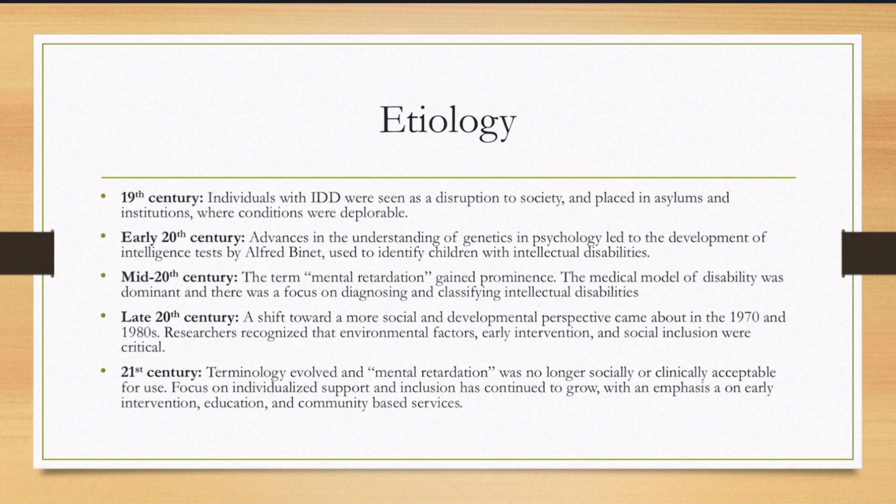Shifting into the mid-20th century, the term mental retardation actually gained prominence. It was appropriate at this time. Obviously, we don't use those words today, but it assisted with the medical model of disability, where there was a focus on diagnosing and classifying intellectual disabilities. And then in the late 20th century, between the 1970s and 1980s, again, there was a large shift towards more social and developmental research and a higher recognition for environmental factors, early intervention, and social inclusion.